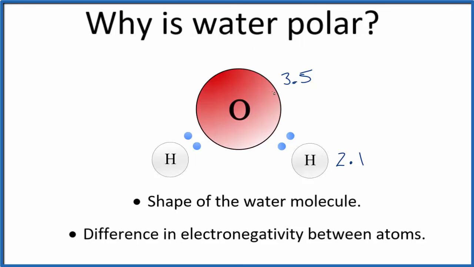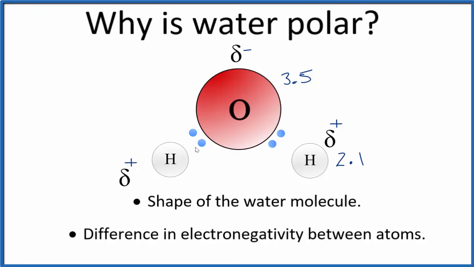Because the oxygen is more electronegative, these electrons that are shared are going to spend more time with the oxygen. So these electrons will spend more time with the oxygen, and that'll make it a little more negative. So if we put the Greek symbol delta in here, and we write negative for the oxygen, the hydrogens are going to be positive. And now you can see we have our poles, so we have a polar molecule.